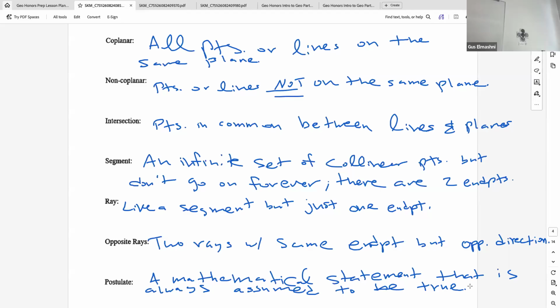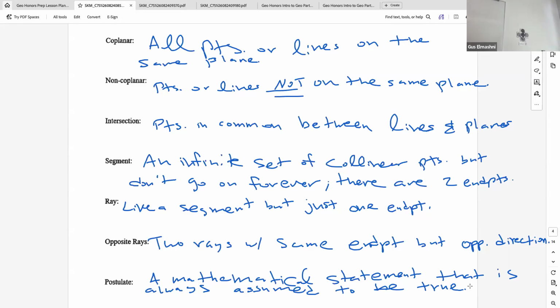So I'm not wrong in saying that. A segment is an infinite set of collinear points, just like a line, but there are two endpoints. A ray is like a segment: it has one endpoint and goes in one direction. Opposite rays share the same endpoint but go in opposite directions. A postulate is a mathematical statement that is always assumed to be true. So hopefully that makes sense.